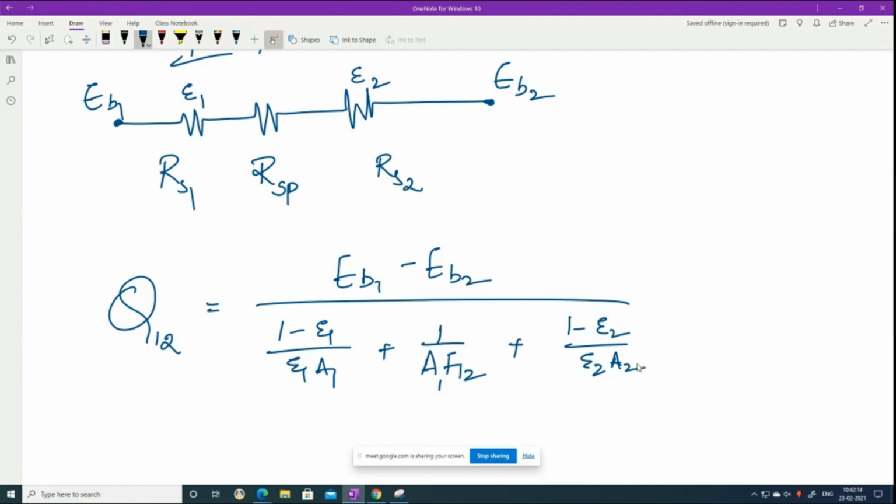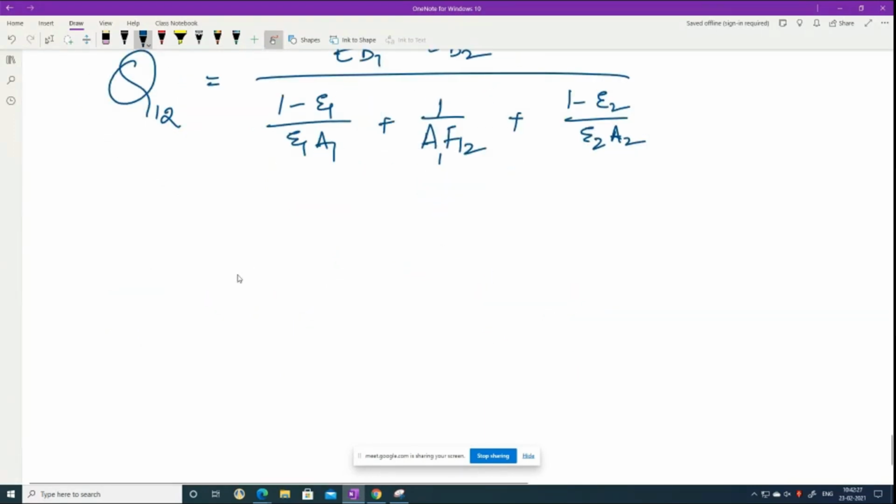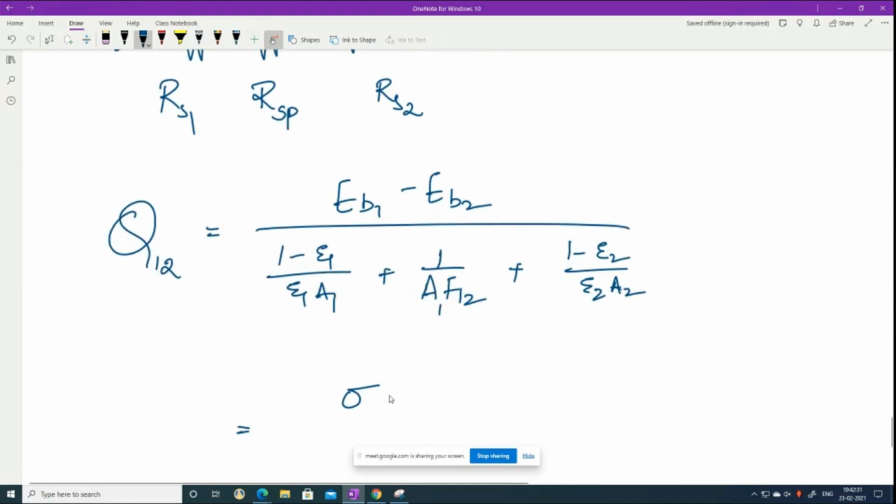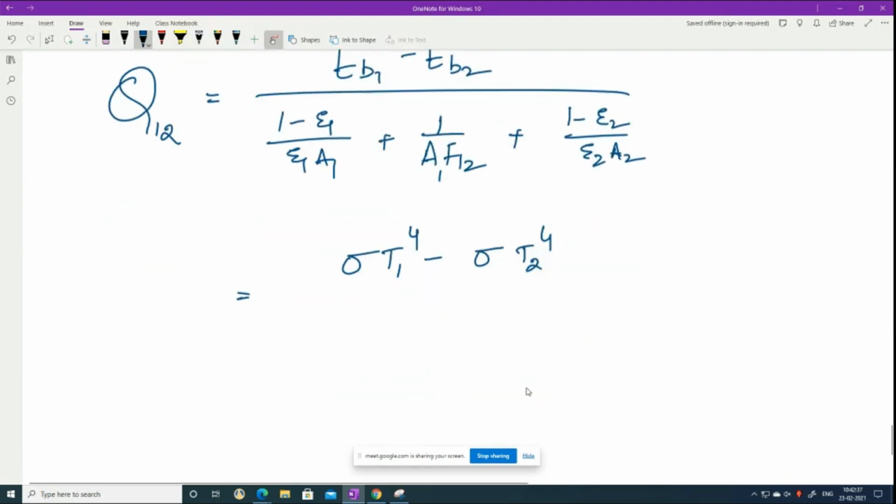Simple, like your resistance concept. You have resistances in series here. That's why I have added them together in the denominator. Okay, I'm doing it a bit faster. If you are not catching it anywhere, please let me know. So what is the EB1 formula? It is sigma into T1 to the power 4. The EB2 formula is sigma into T2 to the power 4.